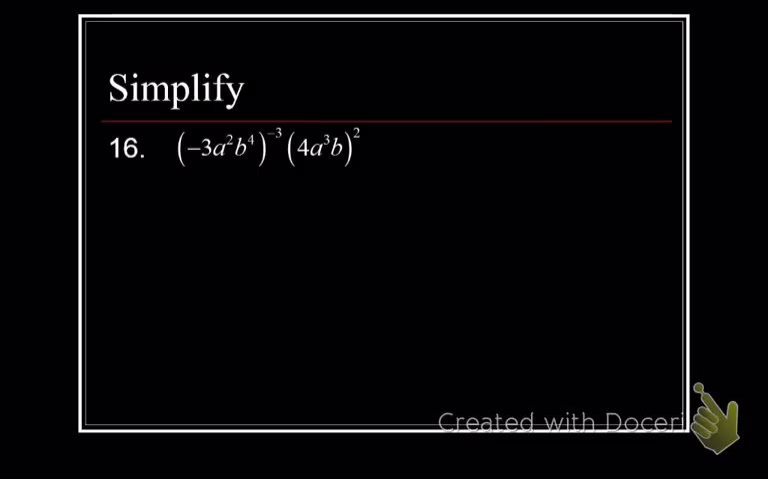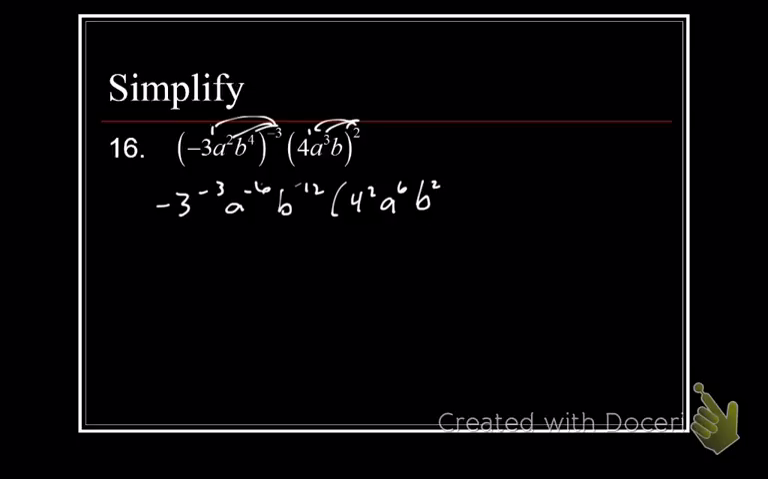For this guy, same thing, right? Second verse, same as the first. We want to distribute this power. So we get negative 3 to the negative 3rd, a to the negative 6th. I'll make that more of an a instead of a 9. B to the negative 12th. And I'm going to distribute this. So we get 4 squared, a to the 6th, b squared.